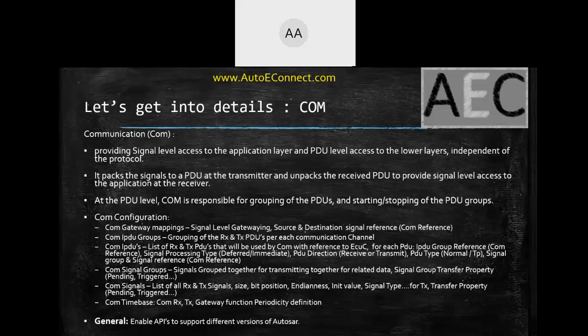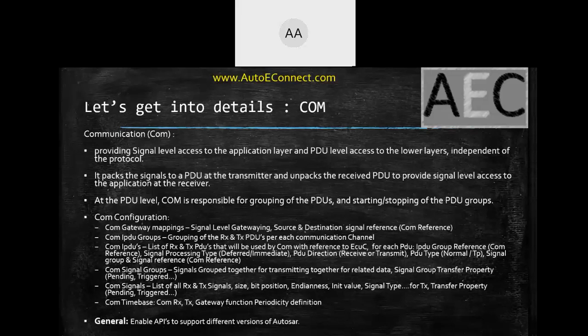And the next thing is the COM IPDU groups. Here, you can group the RX and TX PDUs for each communication channel separately. So in a particular communication channel, all TX channel messages can be grouped together, all RX channels can be grouped together, and the advantage of doing this is you will have control over the complete group. You need not do the control for each independent PDU. This is supported by the COM, and it is a widely used use case where you group the IPDUs together, and then you will be able to control them.